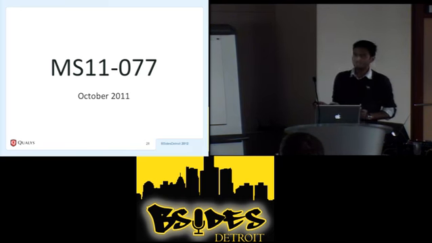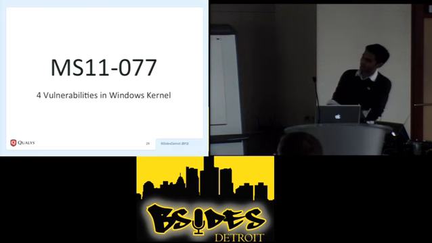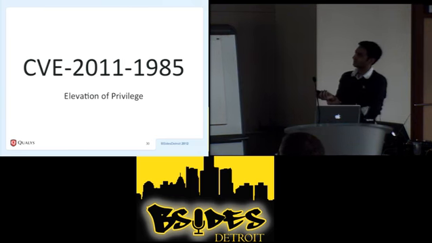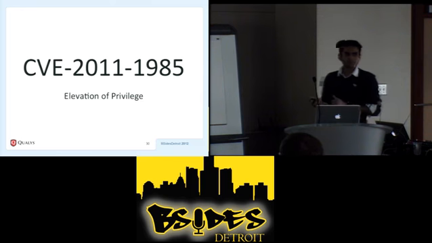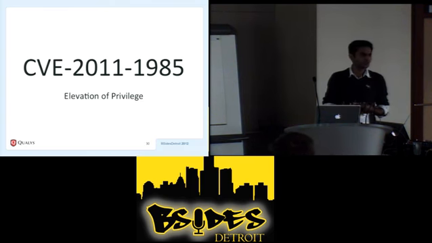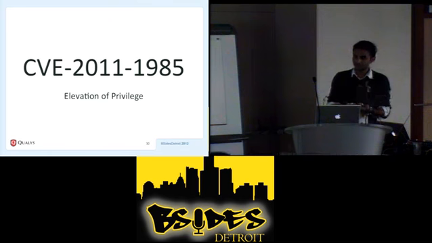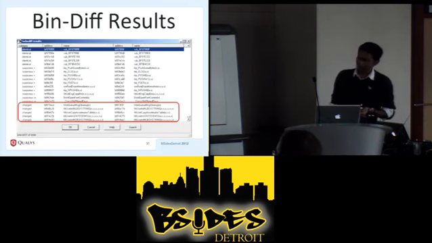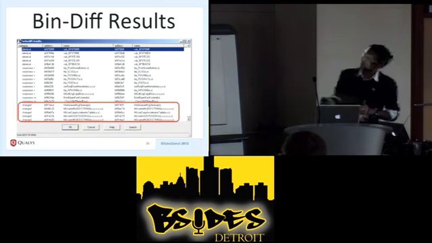MS-11077 was released last year in October 2011, and it fixed 4 vulnerabilities in the Windows kernel. For this talk, we'll be concentrating on CVE-2011-1985. If you go back to the advisory, again it tells you it's an elevation of privilege vulnerability because of unsanitized input. Again, it's not giving a lot of information as to what this input was, how it got fixed, and things like that. So our first step is to do binary diffing for this patch.